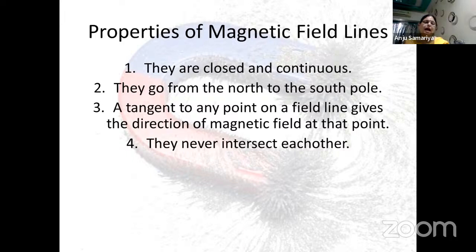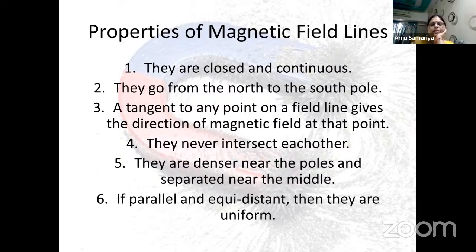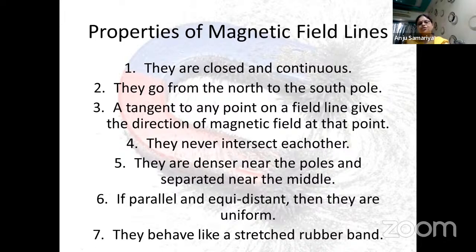And these magnetic field lines never intersect each other. Very important point, mark it. They will never intersect because they are all moving in a certain direction. If they all move in the same direction, they will be parallel, but they cannot cross each other. They are denser at the poles and separated at the middle. If parallel and equidistant, they are uniform. They behave like a stressed rubber band.